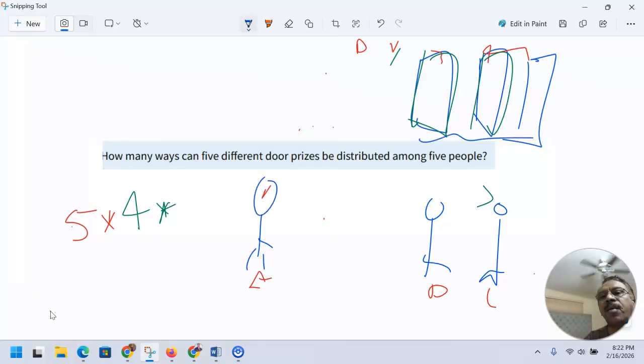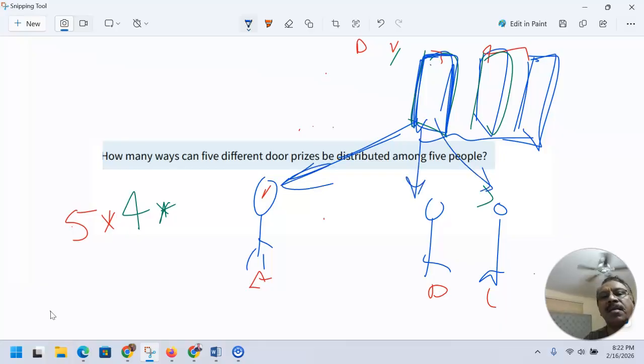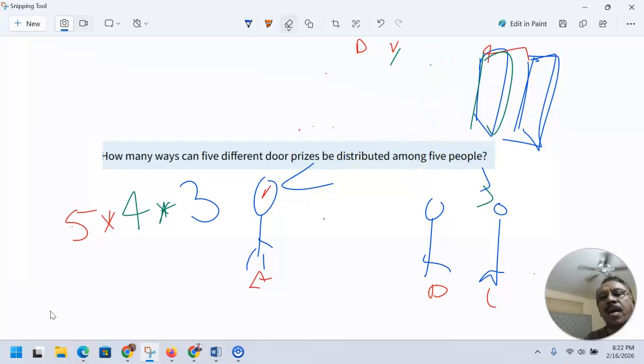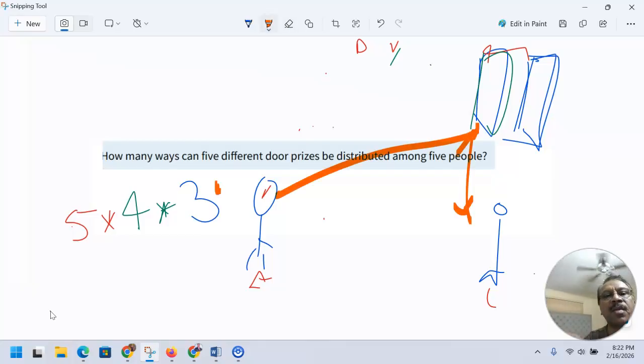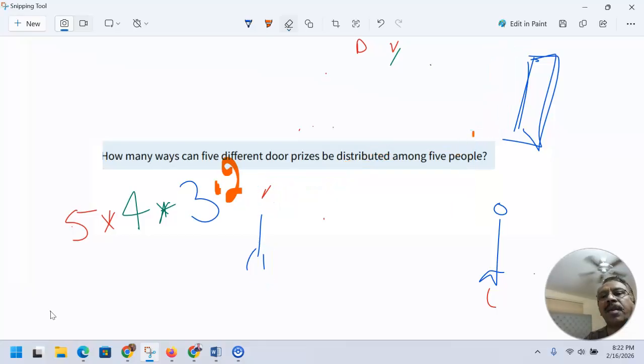So you have 3 door prizes left. This is the third door prize. It could have gone to this guy or this guy or this guy. So there are 3 ways. Once that door prize is given to one of them, maybe this guy, 2 are left. So the next one can go to here or here. And that's why you multiply by 2. Let's see, it went to this guy. So what is left is only one door prize and one person. So he will get this prize.